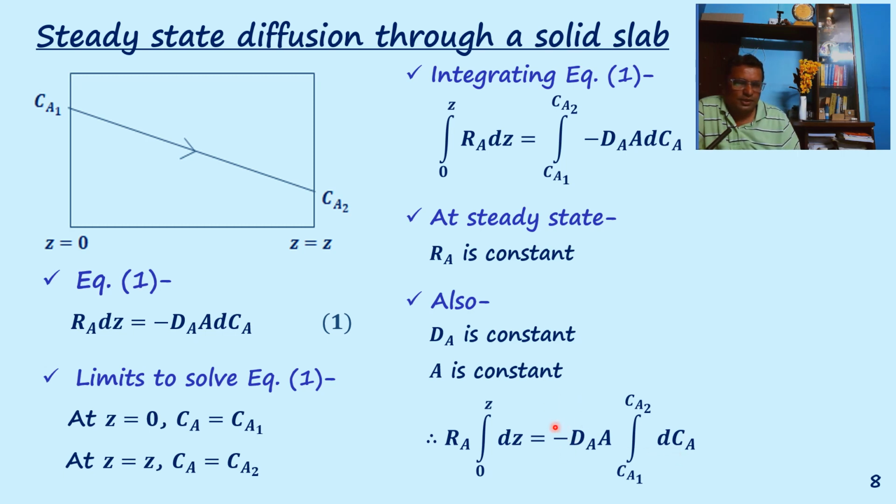Okay. Now can we absorb this negative sign? If you have to absorb this negative sign, or make it plus, then for that you need to change the limits. So the upper limit will become the lower limit, and the lower limit will become the upper limit. So Ca2 will come over here and Ca1 will go over there.